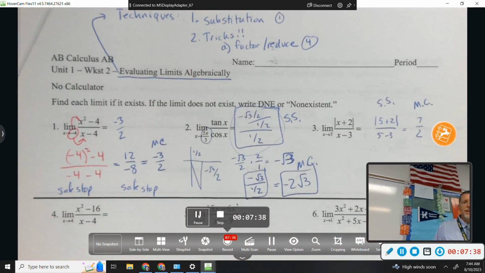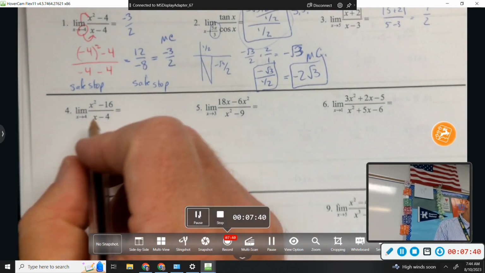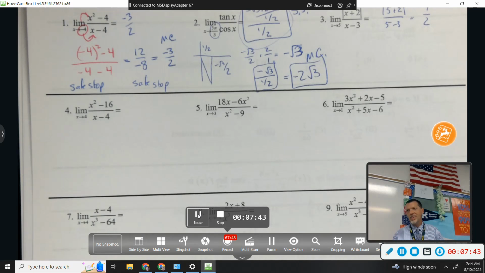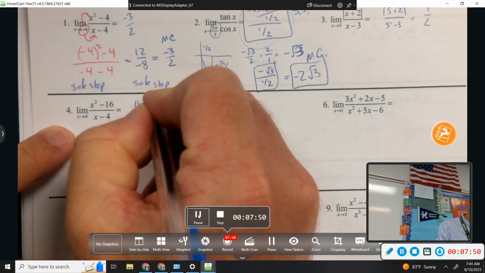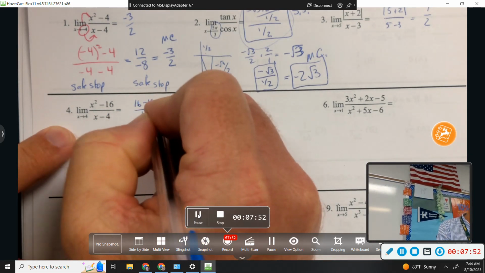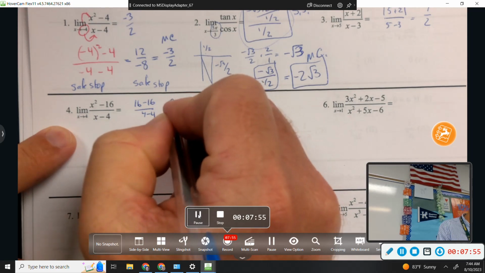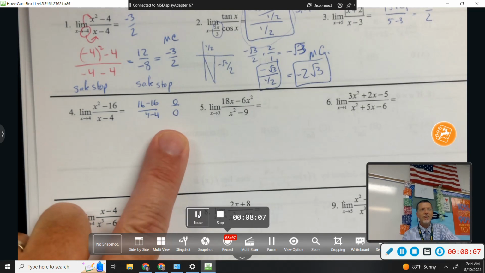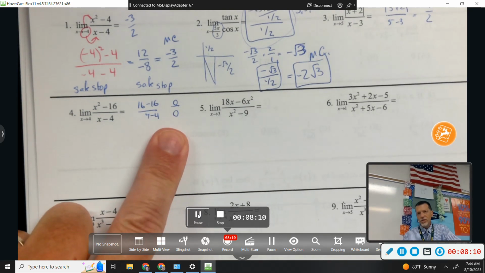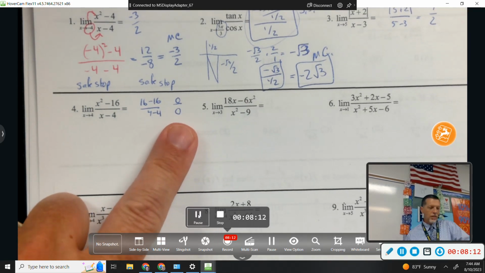So let's peek ahead at number 4. We should always try substitution first. And I guess I should do it first because you'll see why it doesn't work. If we plug in 4, 16 minus 16 over 4 minus 4, that's 0 over 0. But that doesn't work. Like, you can't divide by 0. And 0 over 0 is indeterminate. That's a kind of a separate topic, but that's not a good answer. So I got to do something else. But we substitute first to see that that doesn't work. Then we can think about our tricks.